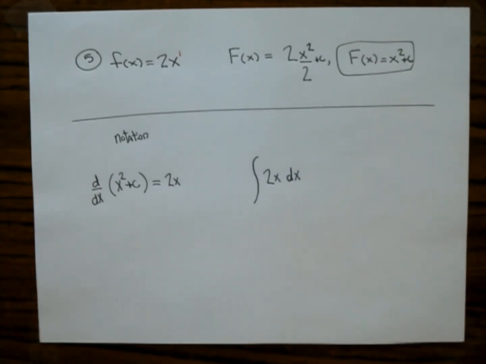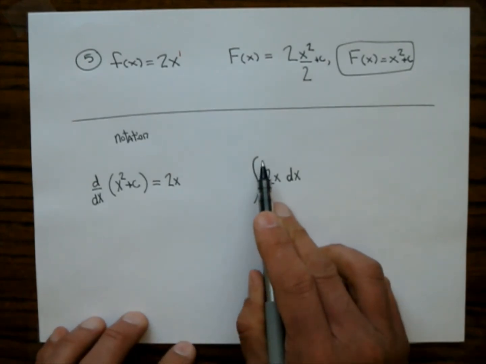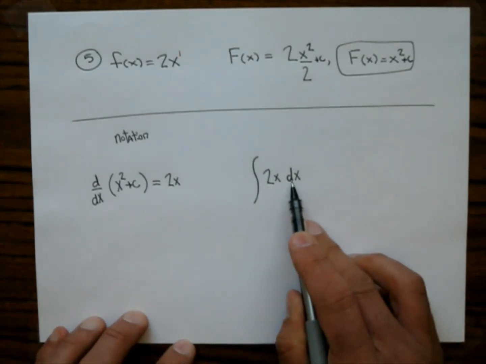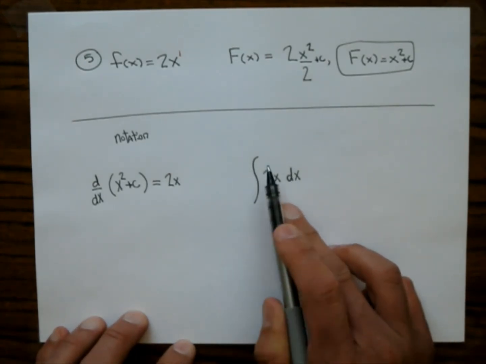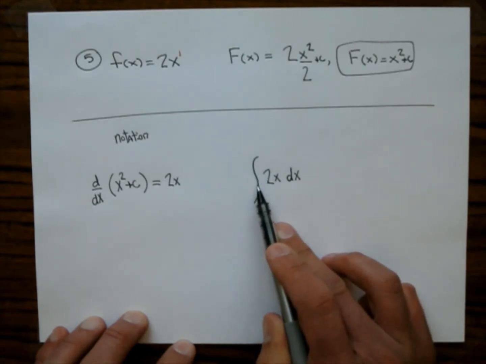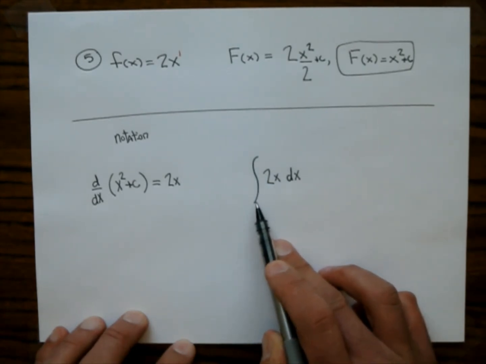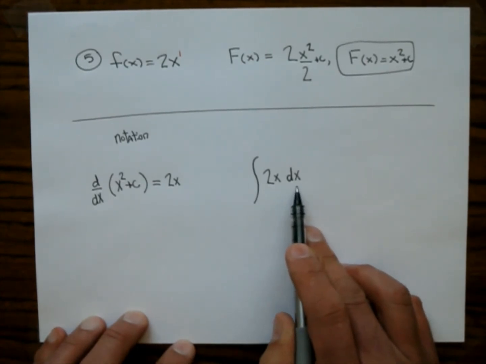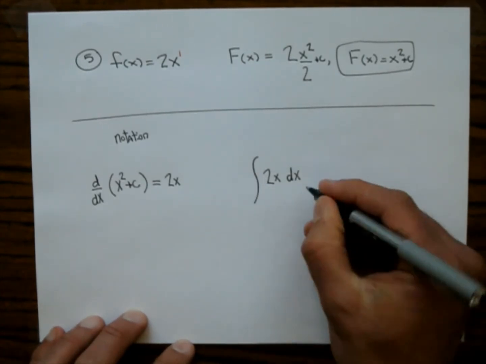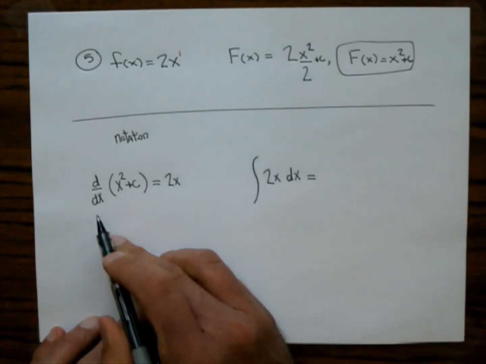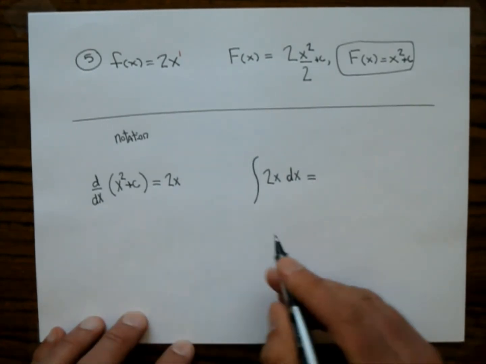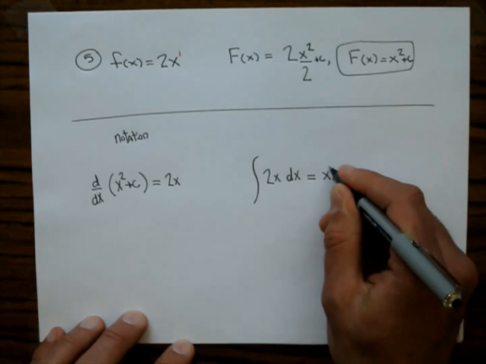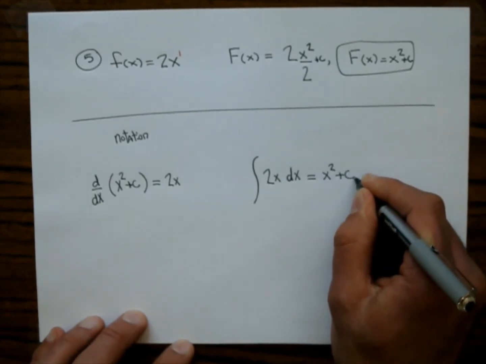I know that's really weird, but this integral sign, which looks like a stretched out S, and there's a reason for that, and we'll find that out in chapter 5. And this guy right here, they always go together. And so that is the notation, just like d dx is the notation for derivatives. And we end up getting x squared plus c.